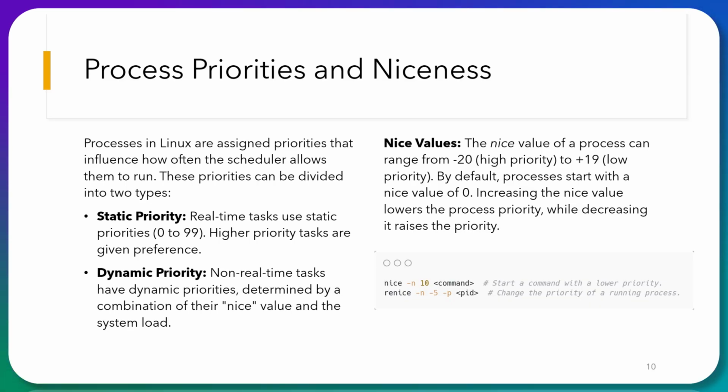Linux uses priorities to determine who runs first. There are two types. Static priorities are for real-time tasks ranging from 0 lowest to 99 highest. Dynamic priorities are for normal tasks and influenced by the nice value. Nice values go from -20 to +19. A process with -20 runs at high priority and a process with +19 runs at low priority. This lets users or admins lower the priority of background tasks so they don't interfere with more important ones.